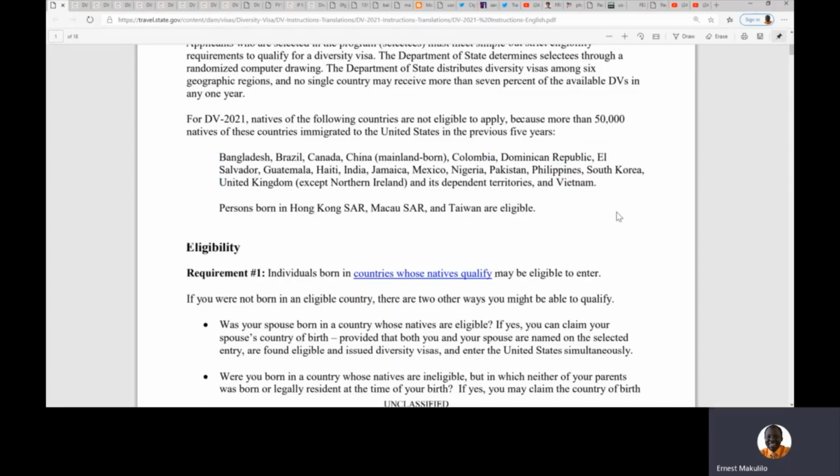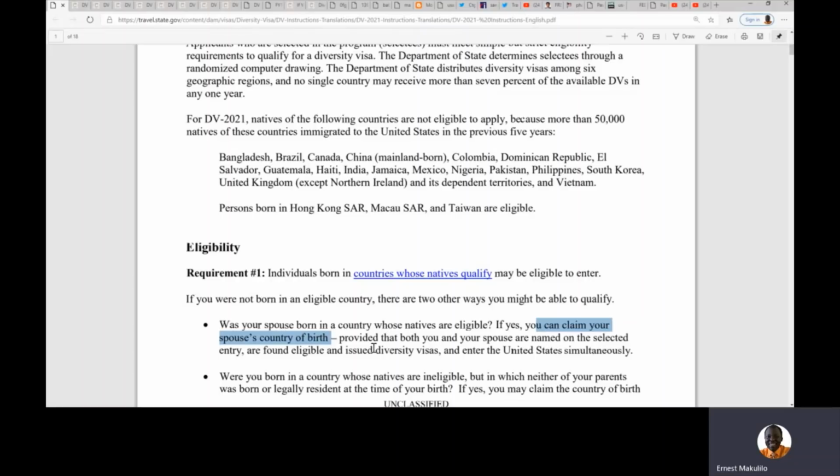So that's number one. But if you are not born in an eligible country, assume you are born in Nigeria, there are two ways you can qualify. Let's say you are from Nigeria, but your spouse, your husband or your wife, is from a country which is eligible, say Ghana, while your own country is not allowed. You are allowed to apply on the basis of your spouse. So yes, you can claim eligibility based on your spouse's country of birth.